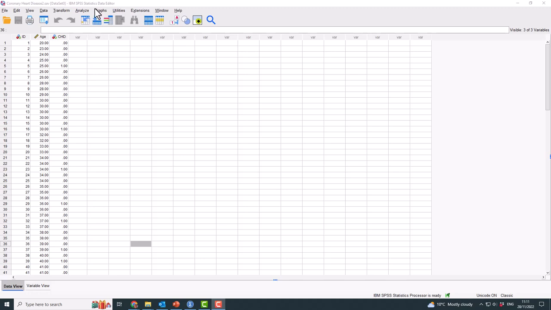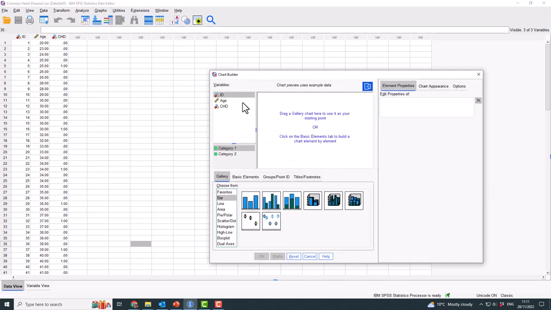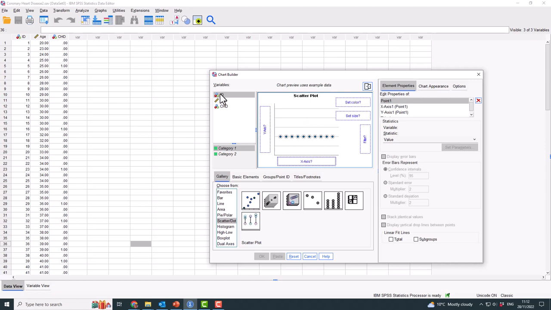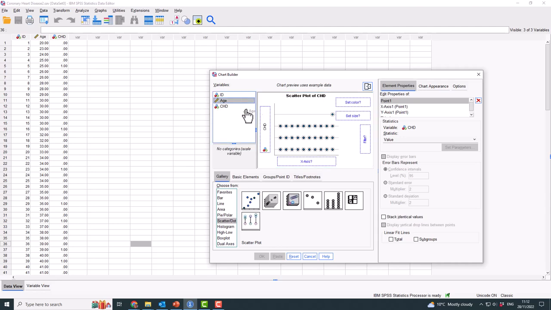I could do a scatter of this. So if I go to chart builder and I do a scatter plot, and I pop this on. So if I have whether they have coronary heart disease or not on the y-axis, and I have their age on the x-axis, and I press OK.